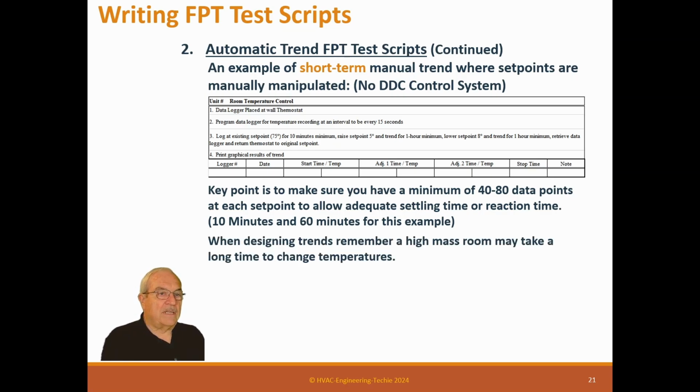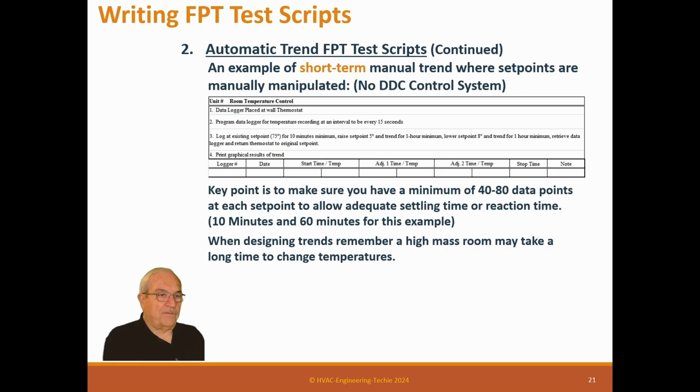When designing trends, remember a high mass room may take a long time to change temperature. So if you're doing a museum and it's got concrete walls, you need to check to see how long it takes to make a temperature change. You don't want to go 10 degrees up because it may never get there. In that example, you may say, okay, we're going to do a 2-degree upset point, and we're going to watch that, and it may still take an hour to do 2 degrees. So you have to be careful with that.